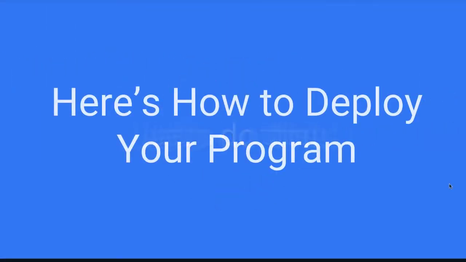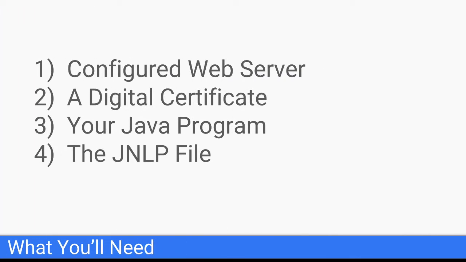Let's do this. Here is how to deploy your Java program. First, let's go over a couple of things that you're going to need. 1, a configured web server. 2, a digital certificate to sign your Java program with. 3, obviously your Java program. And 4, the JNLP file. And we're going to get into all of these things right now.